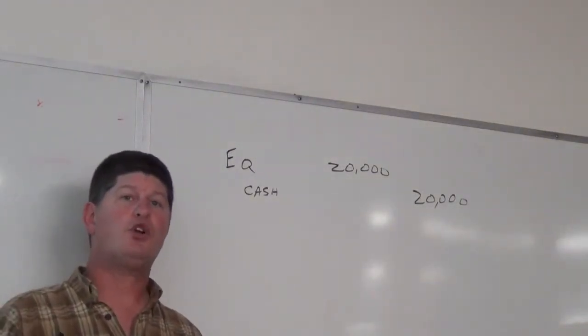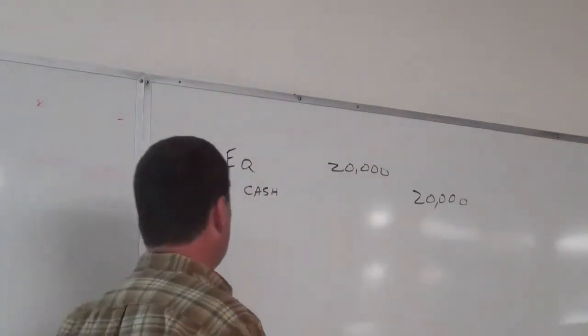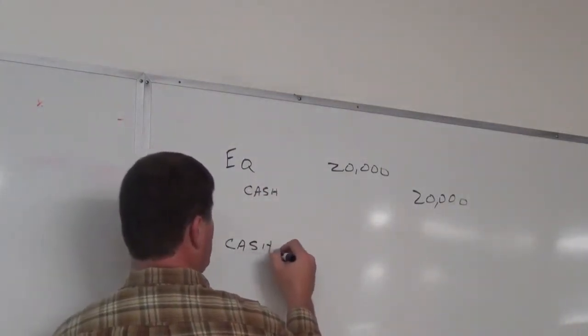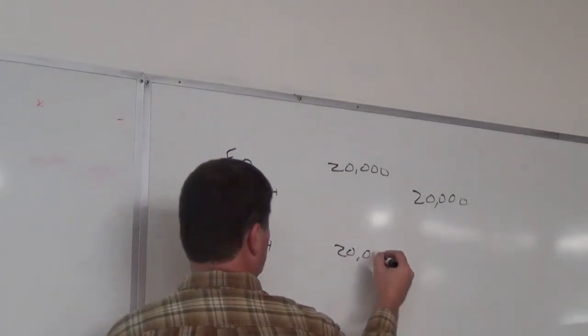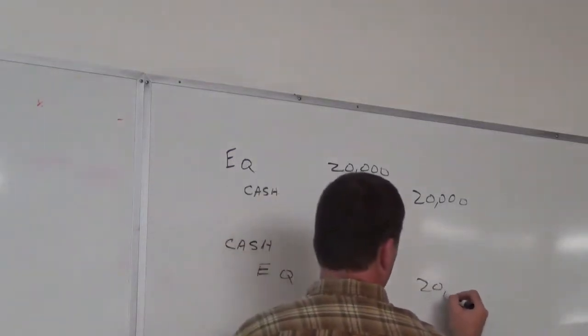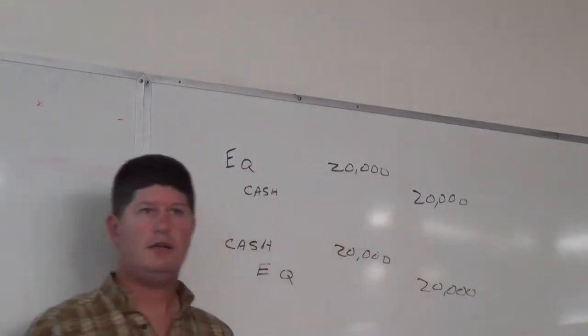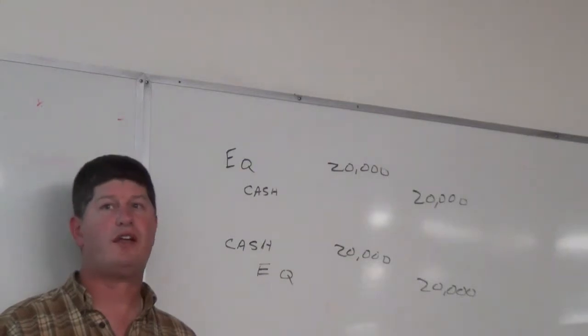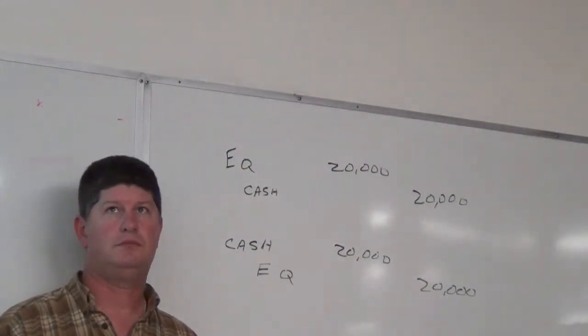Okay, so we're going to return this because there's something wrong with it. My entry is the reverse of this. I'm going to debit cash for 20, and I'm going to credit equipment for 20. Okay? And maybe you were asking about something else, but this doesn't affect fees income. We sent them something and then they didn't like it.